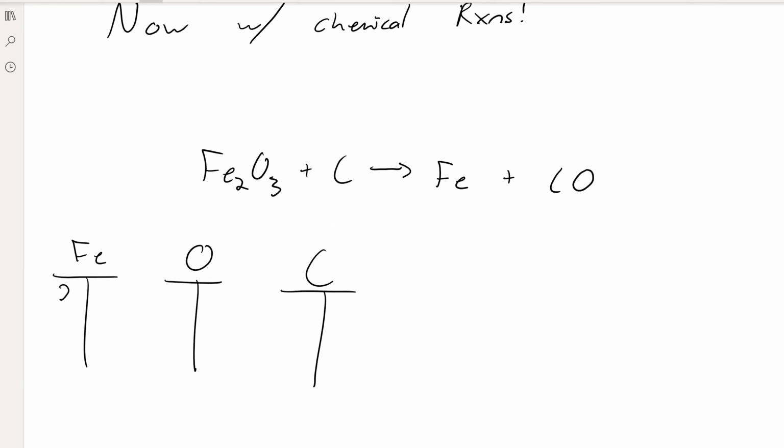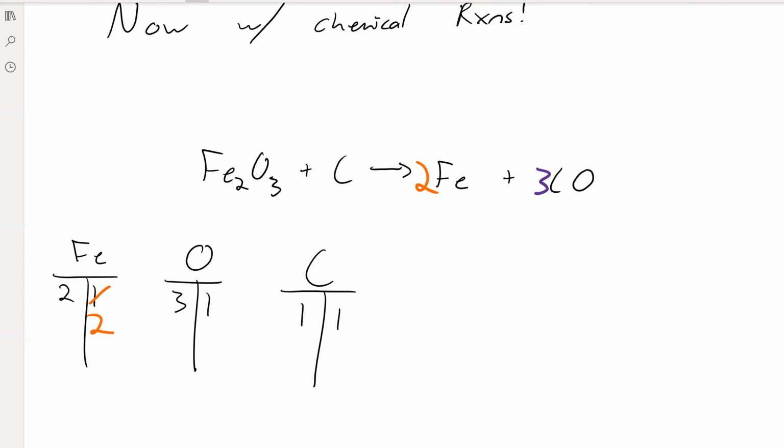So let's see, we have 2 irons on the left, 1 on the right, 3 oxygens on the left, 1 on the right, 1 carbon on the left, 1 carbon on the right. I'll go ahead and balance out the irons first, since that's what comes first. So I'll put a 2 right there. Boom, that was pretty easy. Put a 2 right there. Next up is the oxygens.